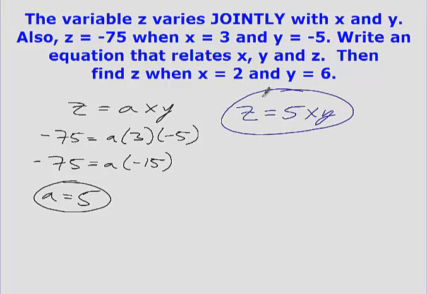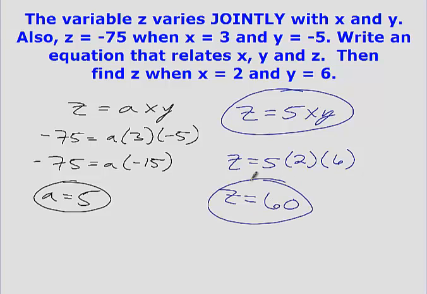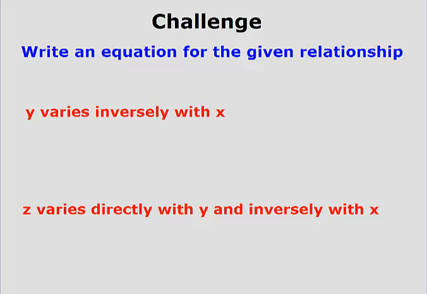And then the last part says use the equation. So find Z when X equals 2 and Y equals 6. So what's 5 times 2 times 6? So Z equals 60 and you're done. So are there any questions on the joint variation? The important thing here is that you just know the 3 formulas. They work exactly the same way each time. You need to know direct variation, inverse variation, joint variation formulas, right? Y equals KX, Y equals K over X, Z equals AXY. Everybody good?